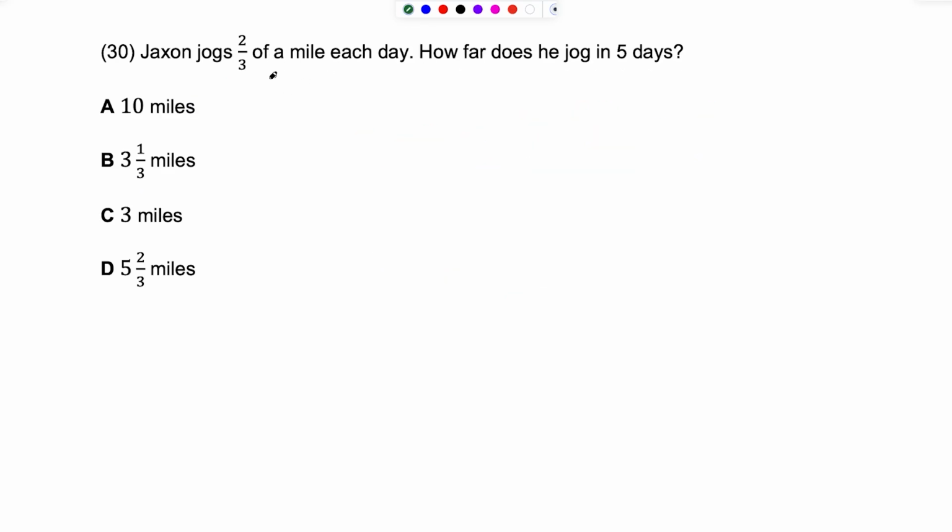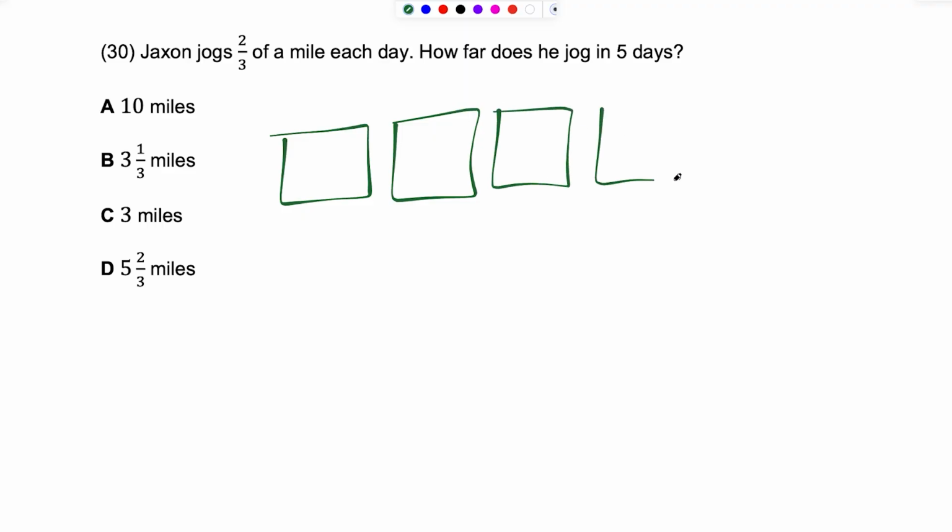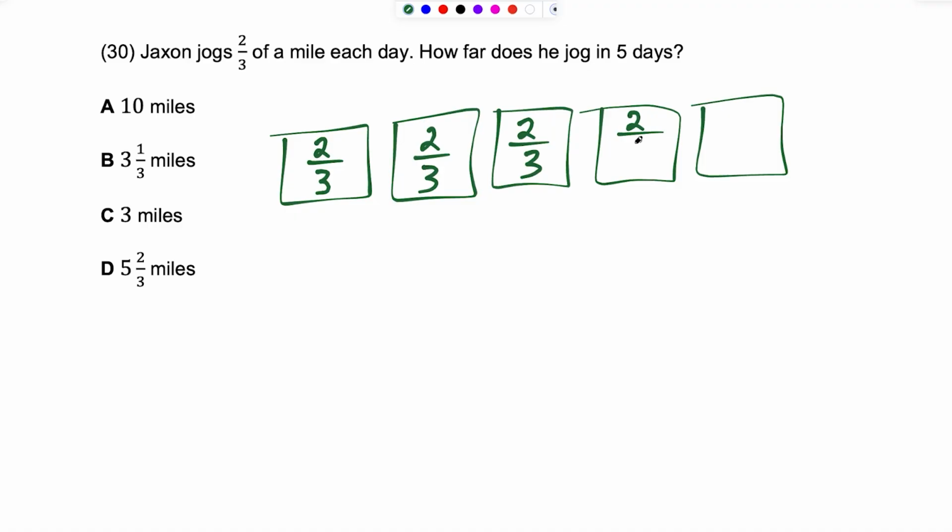Question 30, Jackson jogs 2/3 of a mile each day. How far does he jog in 5 days? So for this one here, what we could do is draw out 5 squares like this, okay? And what I'm going to do is write 2/3 in each of these squares. And we're told here that Jackson jogs 2/3 of a mile each day. And we want to know how far does he jog in 5 days.